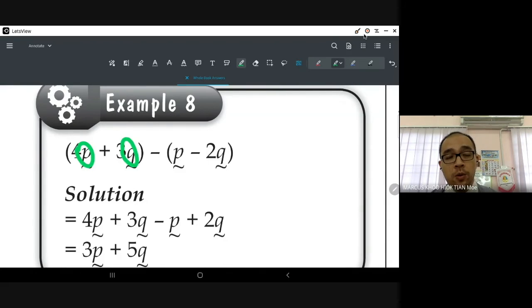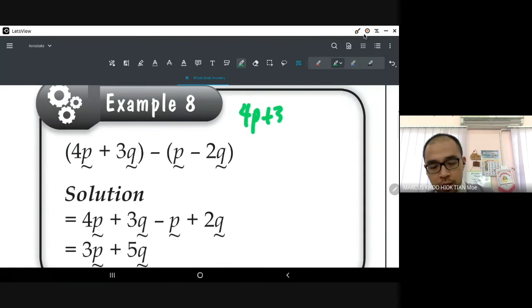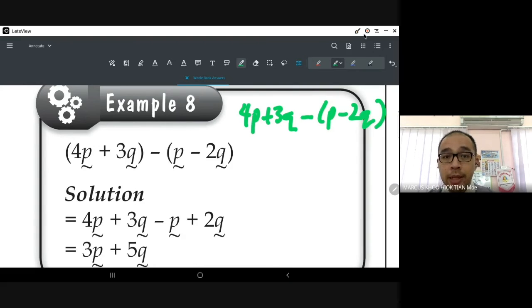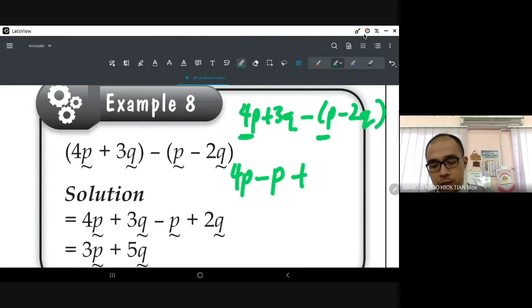Okay. Now, what we can do with this is kita buat macam algebra biasa. Okay. Let's say this is no vector. Kalau kita buat 4p plus 3q minus p minus 2q. Kan? Apa yang kita akan buat? Kita akan gabungkan all the p bahkan. 4p minus p plus 3q. Ini minus akan jadi plus 2q.